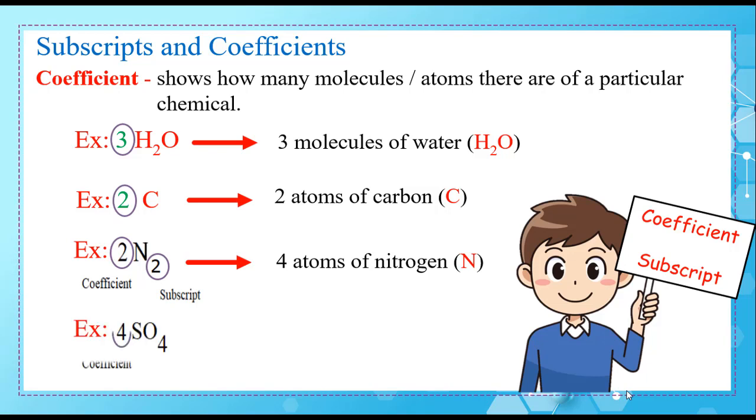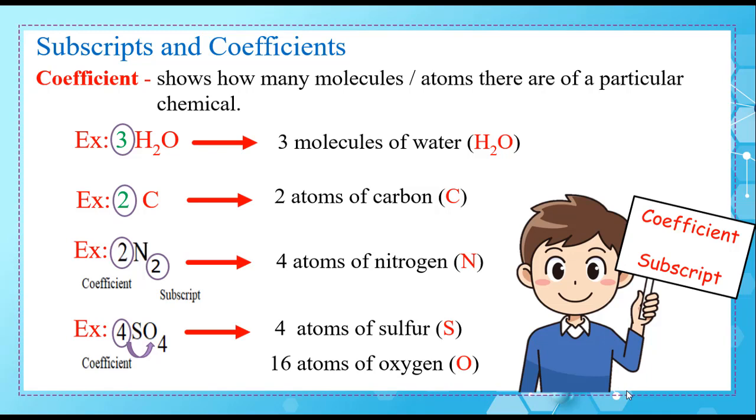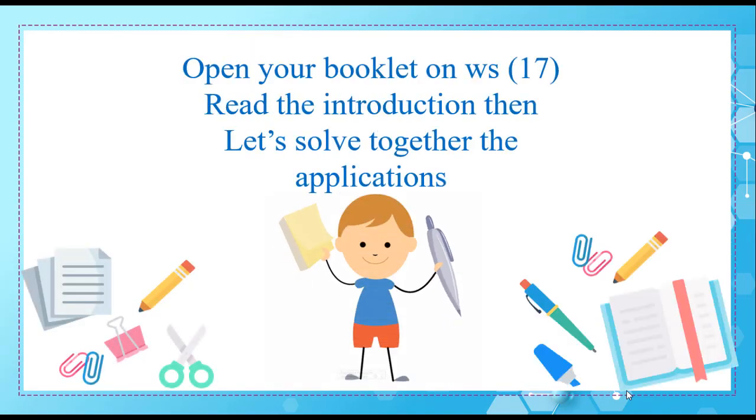4SO4. This is the coefficient. 4 times 1 equals 4, so we have 4 atoms of sulfur. 4 times 4 is equal to 16, so 16 atoms of oxygen. Now, open your booklet to worksheet 17, read the introduction, then let's solve the applications together.